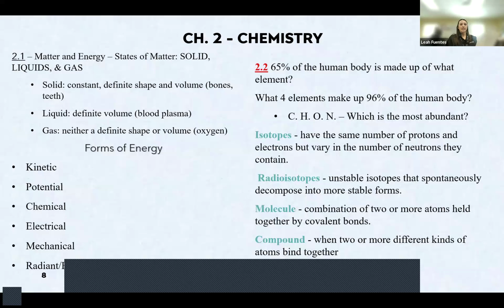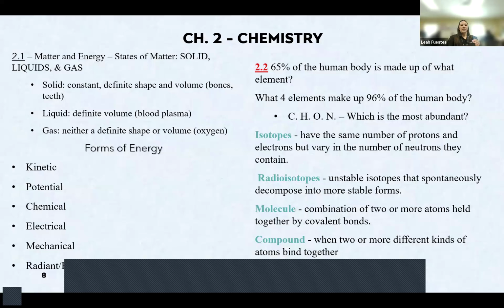Okay, the next thing that's big to know is that 65% of our human body is made up of one singular element. Does anybody remember which element that is? Which element makes up 65% of the human body? Oxygen. Oxygen, yeah. So oxygen makes up 65%. The other 31% of that is carbon, hydrogen, and nitrogen.